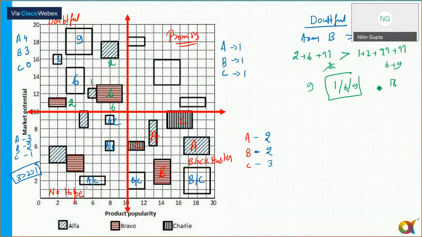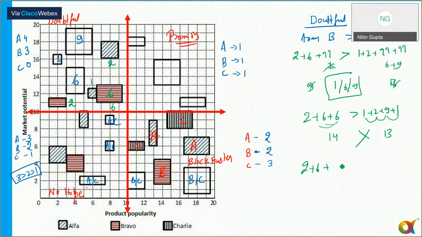Remove that. Now if I take this as equal to 2 plus 6, is it greater than 1 plus 2 plus 9 plus 1? Just check here. 1 plus 2 is 3, 3 plus 9 is 12, and on the left hand side 6 is also not possible. Okay, so 1 is not possible. So it means the largest one whose area is 9 belongs to Bravo.